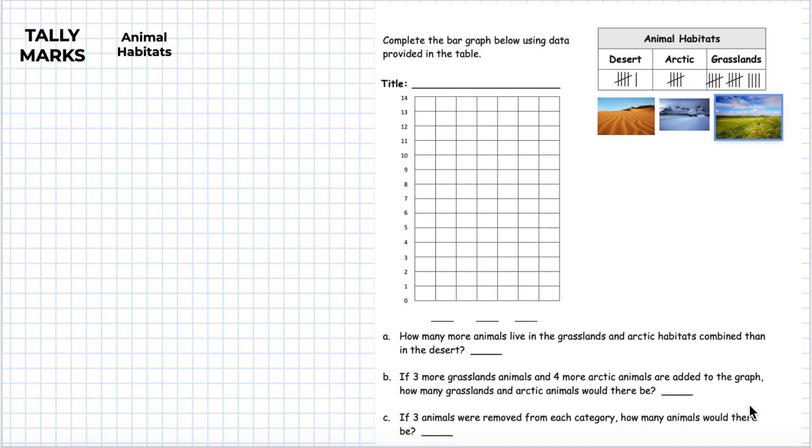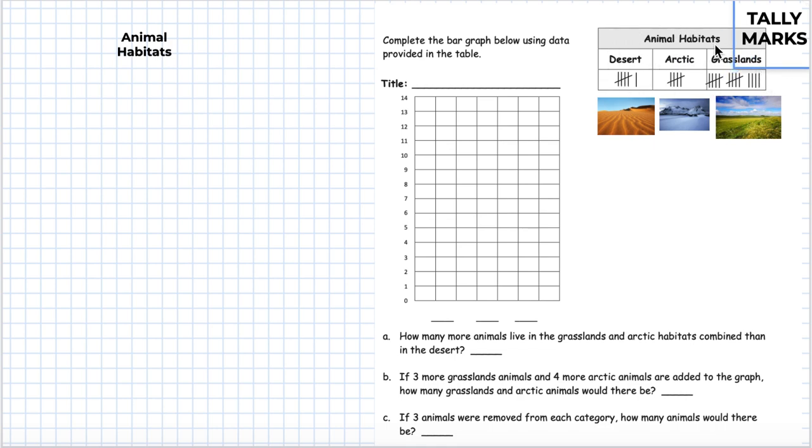So today we're going to be talking about graphing. And here we have an example of a bar graph that we are going to create using tally marks. So here we have our tally marks. Those are those marks that symbolize a number. So here I have 1, 2, 3, 4, and then when we put the slash across, that symbolizes 5. So 5, 6 for desert, 5 for Arctic, that's a very cold place, and 5, 10, 14 for the grasslands.